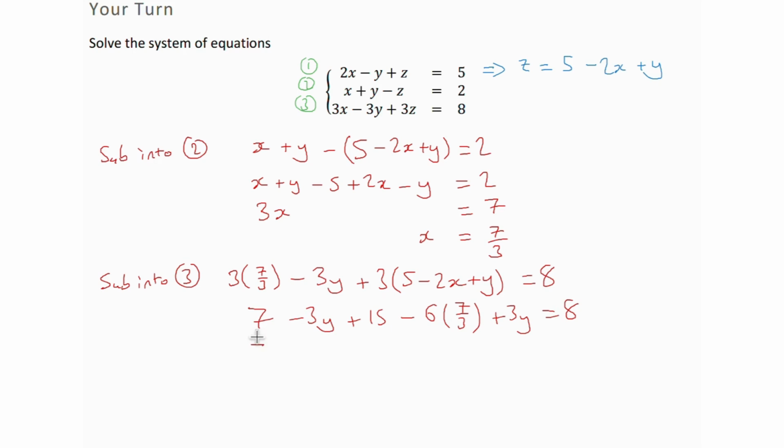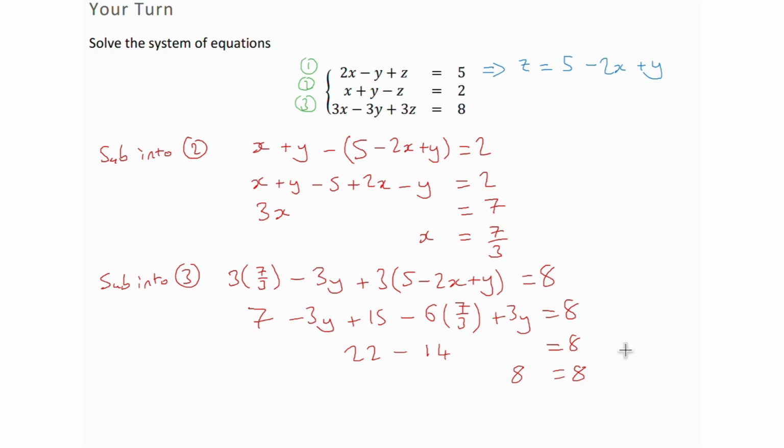So now I've got minus 3y and plus 3y cancel out. I've got 7 plus 15 is 22, minus 6 lots of 7/3 is minus 14, is equal to 8, which simplifies down to 8 is equal to 8. Now that is certainly true.